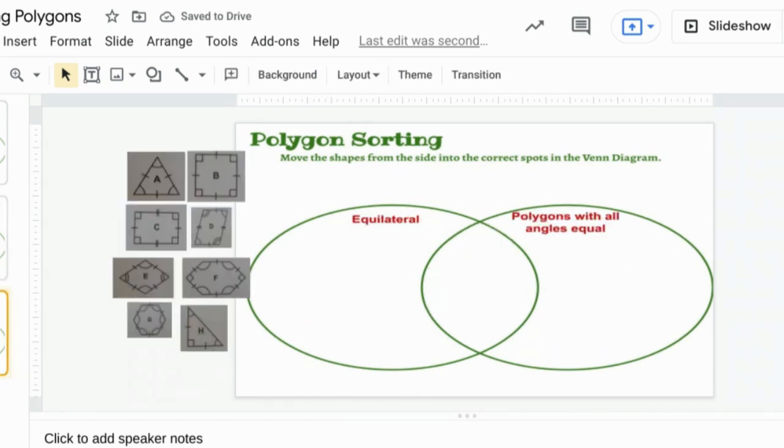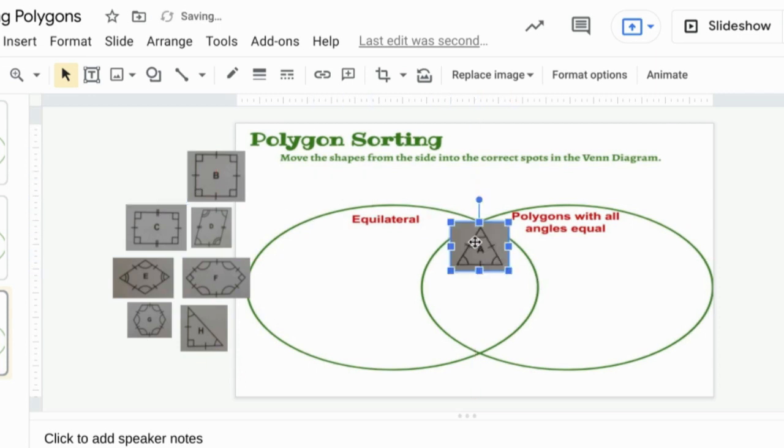And slide 3, we're again looking at equilaterals, same side lengths, and here, polygons with all angles equal. So it's almost the same as regular, but regular has to be equilateral and equiangular. This one, we could have some that are equiangular, but they are not equilateral. So our A is equilateral, and it has equal angles. B, equal sides and equal angles.